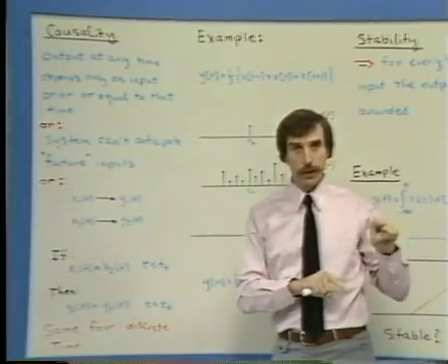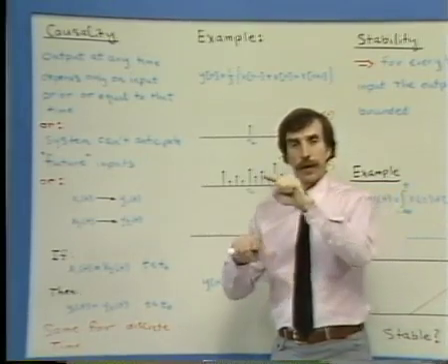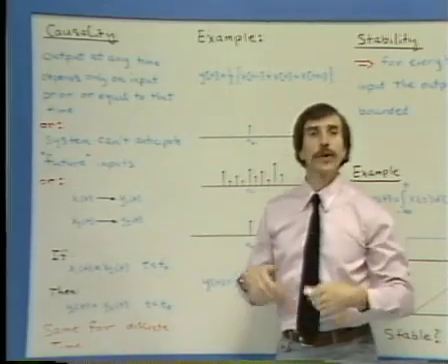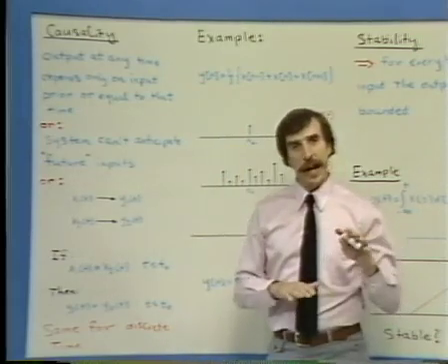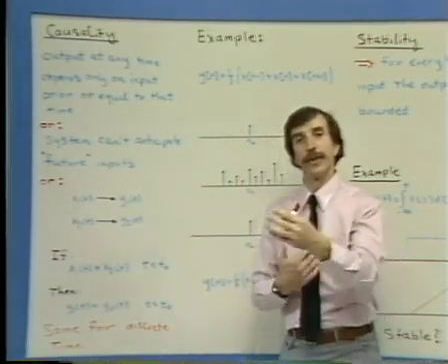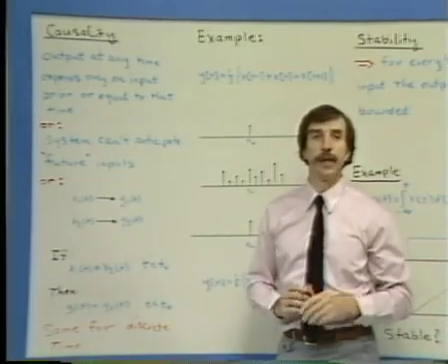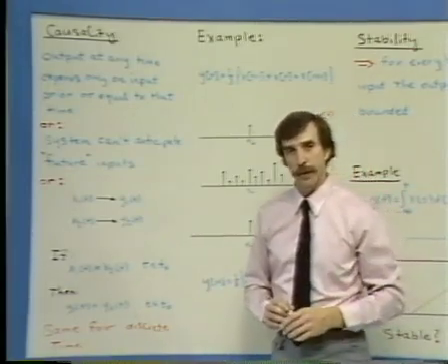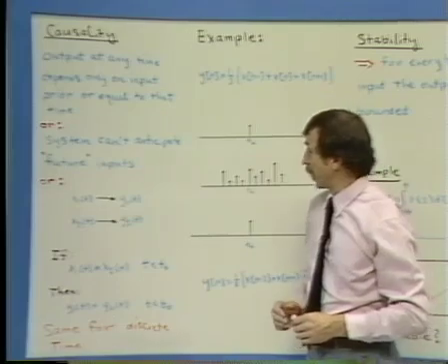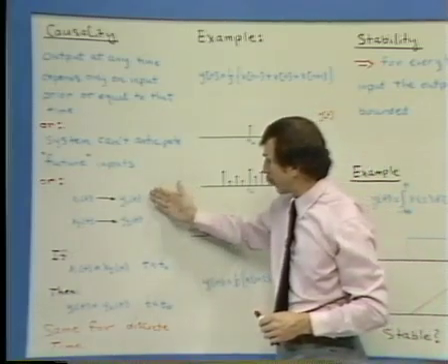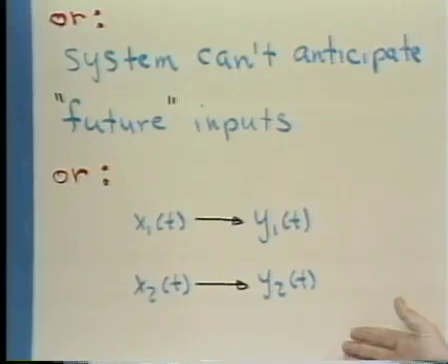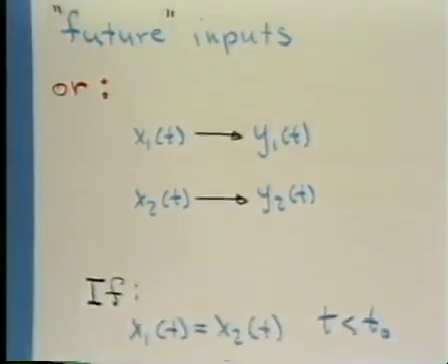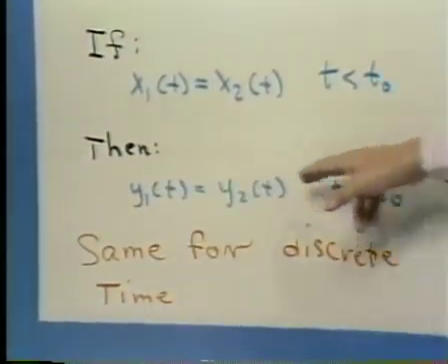So if we have two signals that are exactly the same up until some time and perhaps do something different later on, causality requires that the outputs not anticipate the fact that those inputs are at some future time going to do something different. And that, in fact, is the most useful mathematical definition of causality. And of course, I've written that here for continuous time, and the same definition of causality also applies for discrete time.